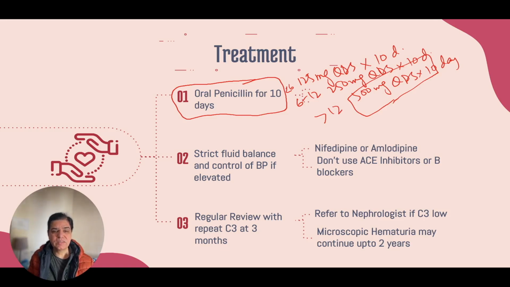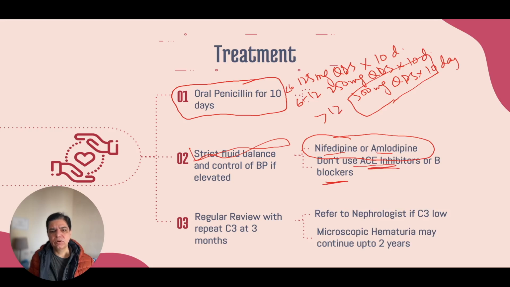But we have to look into other conditions as well if there is renal involvement, and especially we have to check the blood pressure, because with the kidney the blood pressure can rise, and if it has risen, then you have to control it. Strict fluid balance is very important so that the child doesn't go into a negative or positive fluid balance. For that, we maintain input and output, so we know what is going in and what is coming out. If the blood pressure is raised, then we give medications like nifedipine or amlodipine. So we use vasodilators like nifedipine or amlodipine. Remember, don't use ACE inhibitors or beta blockers.